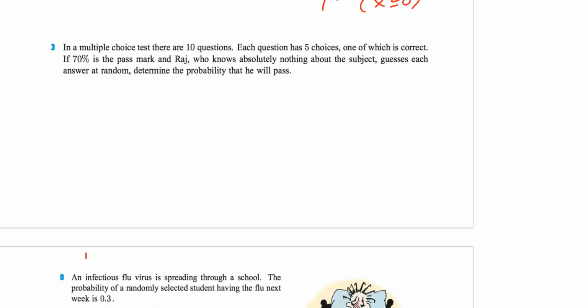So a couple things here to try and mess with you. First, there are 10 questions. So that is my n, 10 questions. Each question has 5 choices. That's not my r. One of which is correct. That's actually your probability, right? You're randomly guessing. You have no idea. You have a 1 in 5 chance of getting it correct. Your p could be a fraction. That's all good. It's like a y, but it's a 1.